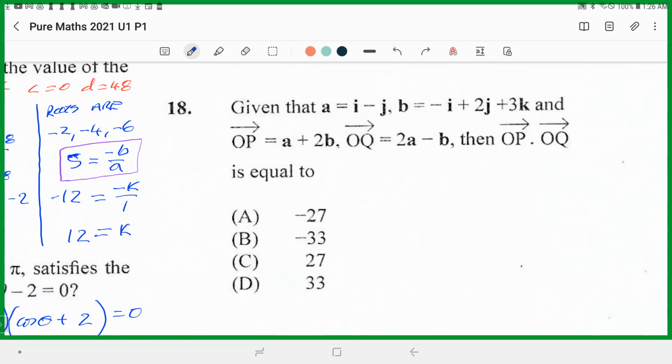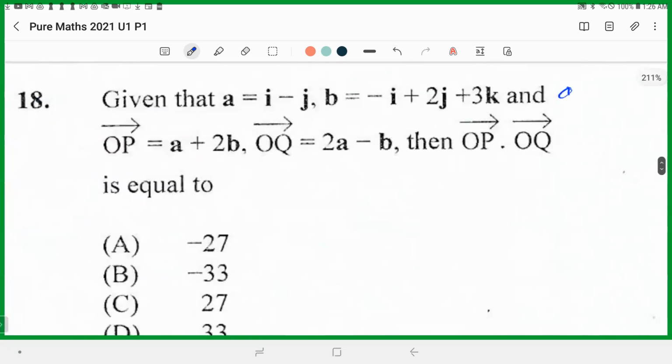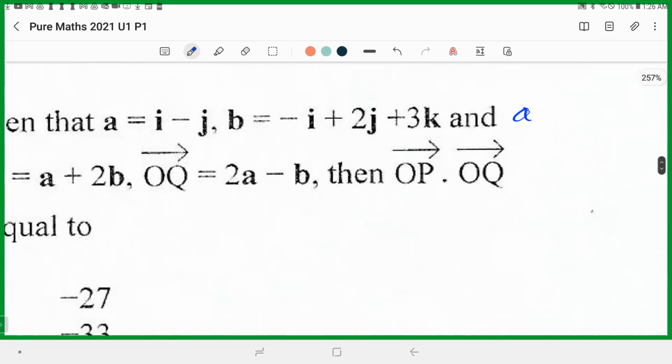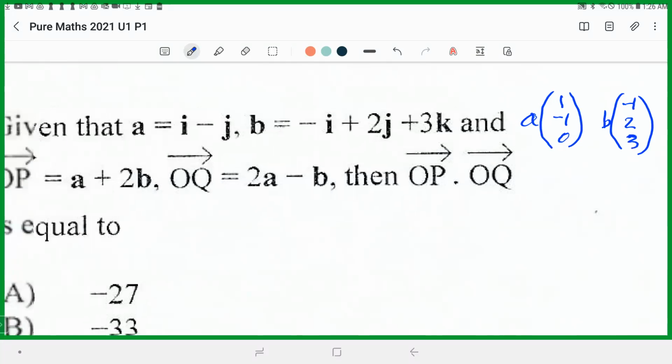So I'm going to write the A here, beside it. A is 1, minus 1, 0. And B is minus 1, 2, 3.